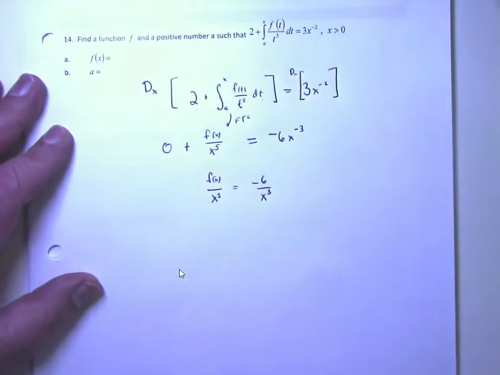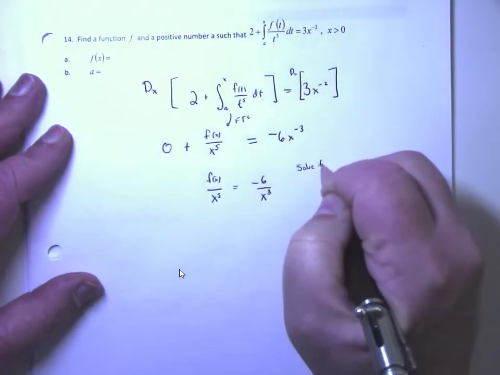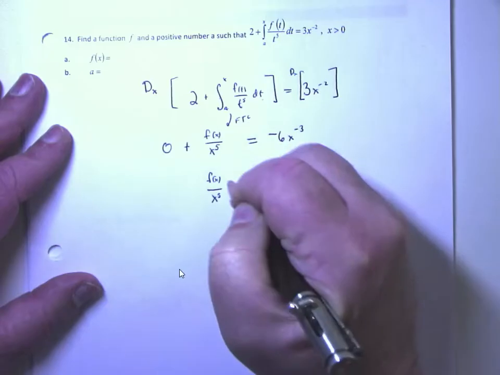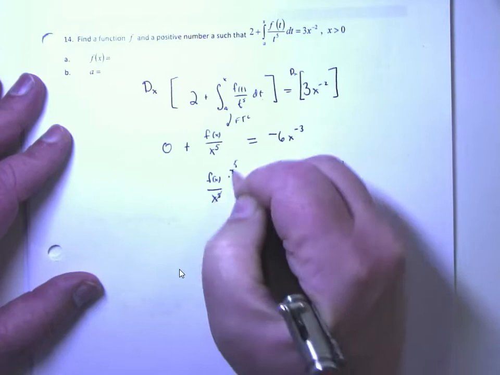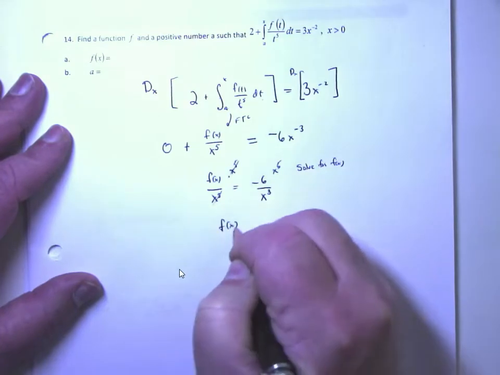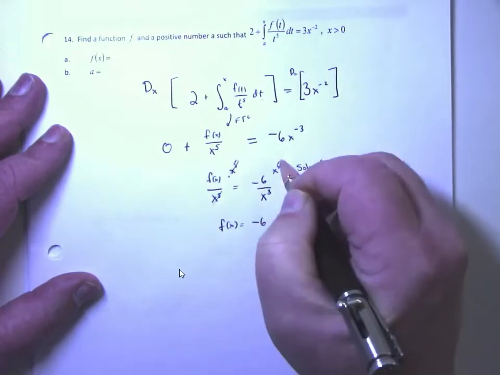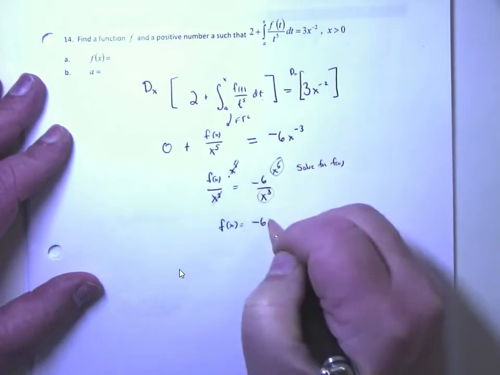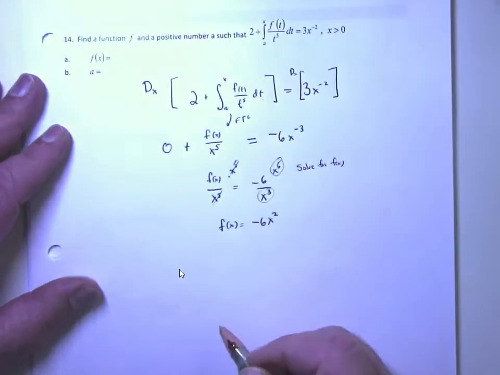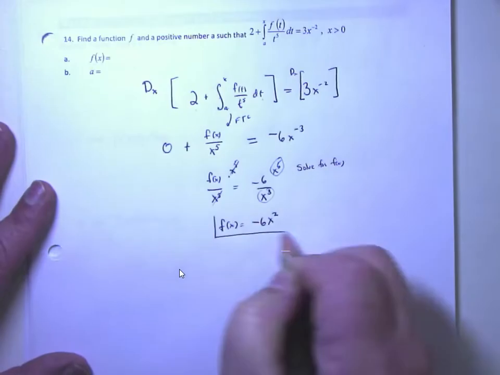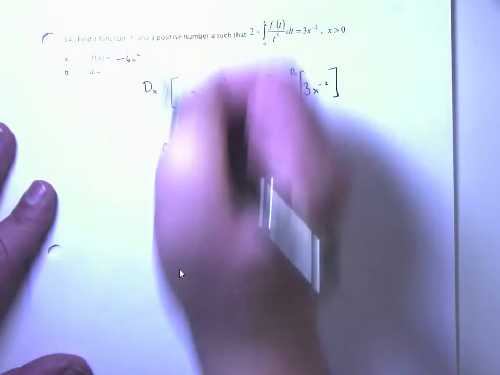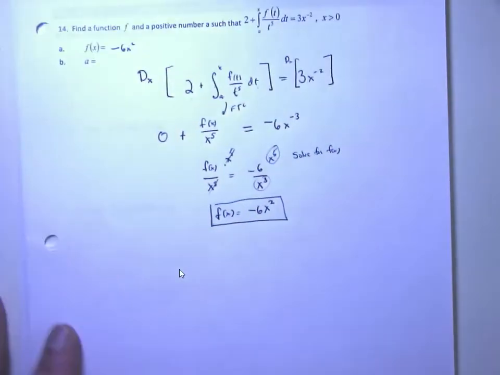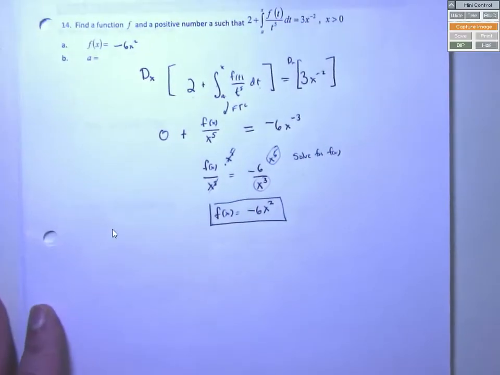And I'm going to solve for f of x. To solve for f of x, I'm going to multiply by x to the fifth on both sides. Here it cancels. That leaves me with f of x is equal to negative 6, and x to the fifth divided by x cubed makes it x squared, because when you divide, you subtract exponents. And I got my first answer. F of x is actually negative 6x squared. Now the second part to this one is a little meatier: you've got to figure out what the value of a is.